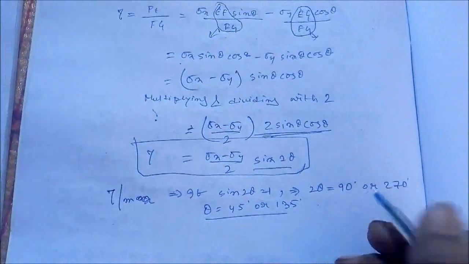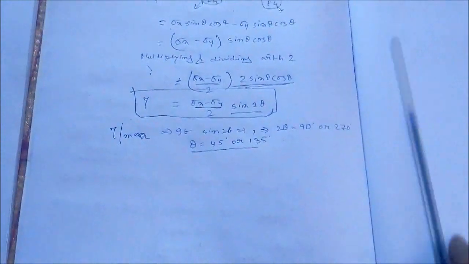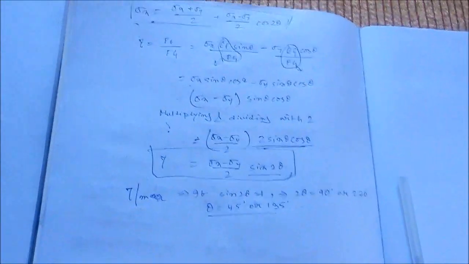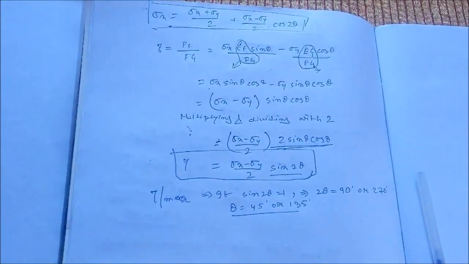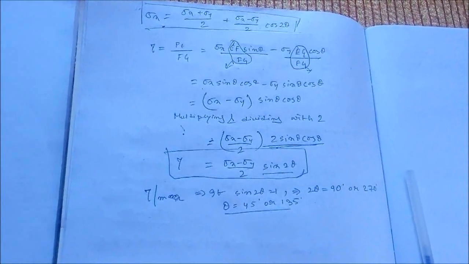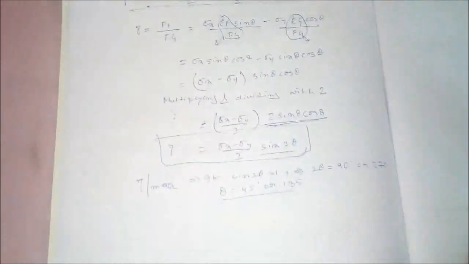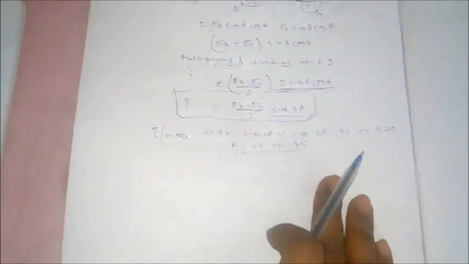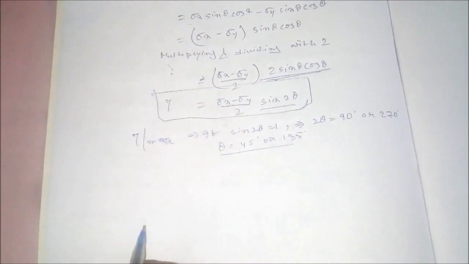So this value will be maximum at an angle of 45 degrees and at an angle of 135 degrees, if the value of theta is those two values, right? So these are the conditions if a body is applied with direct stresses in one or two directions. Till now we have discussed those two cases where a body is subjected to direct stress, in one direction or two directions.